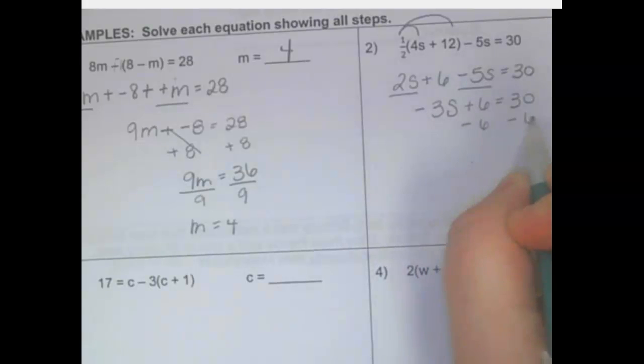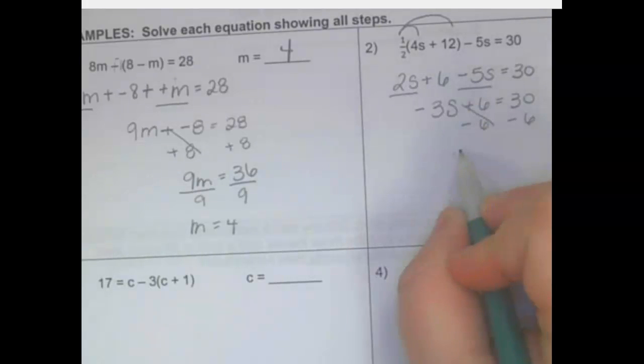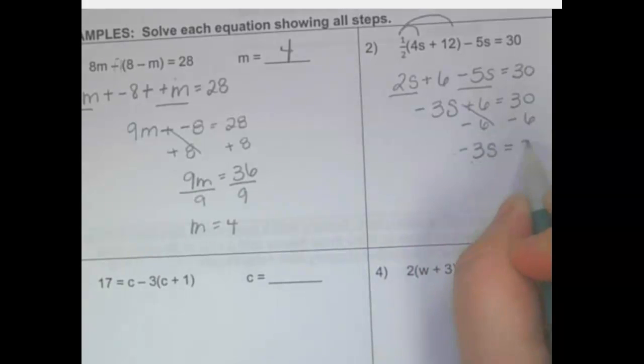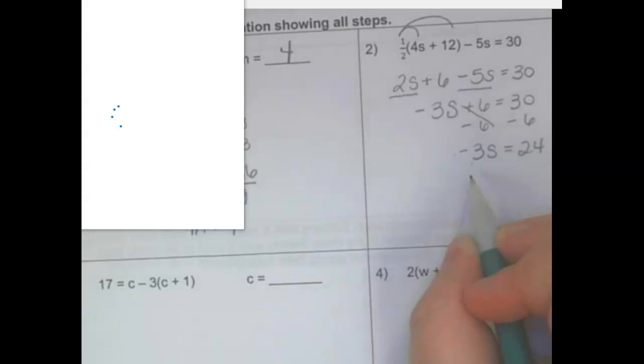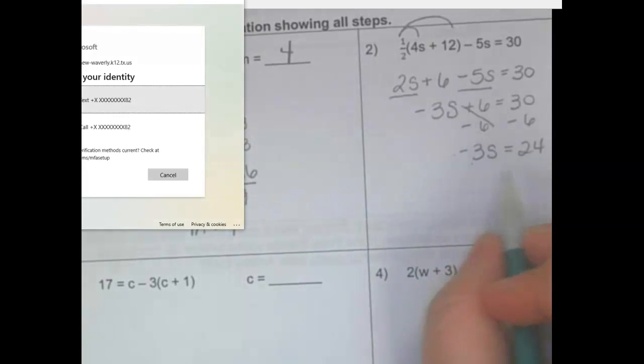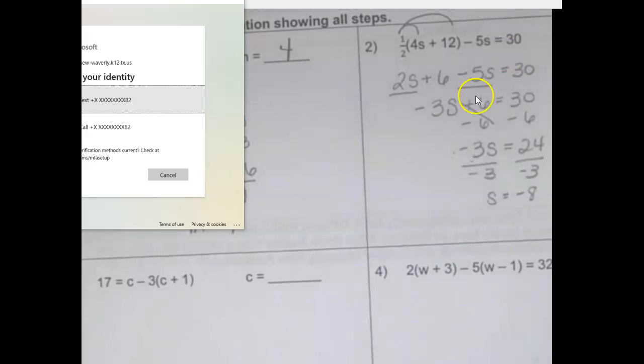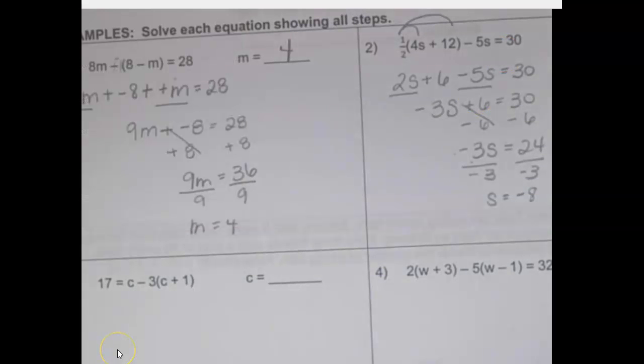Subtract 6 from both sides. Divide both sides by negative 3. Positive divided by a negative is going to be a negative. And 24 divided by 3? Nobody? Negative 8. I'm sorry that we keep getting interrupted. Any questions on getting negative 8?